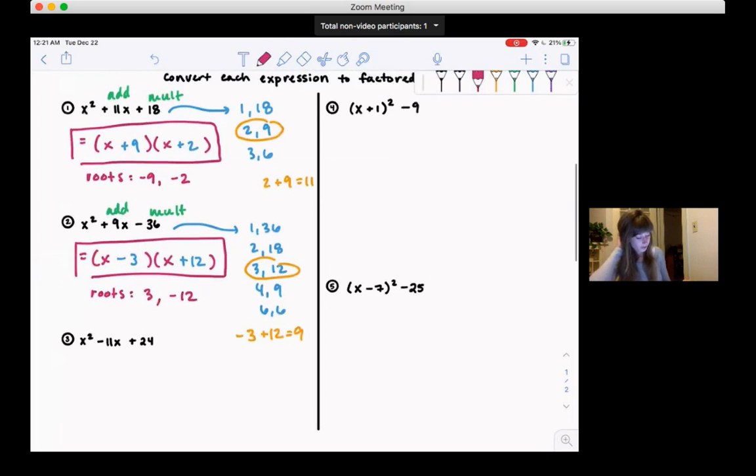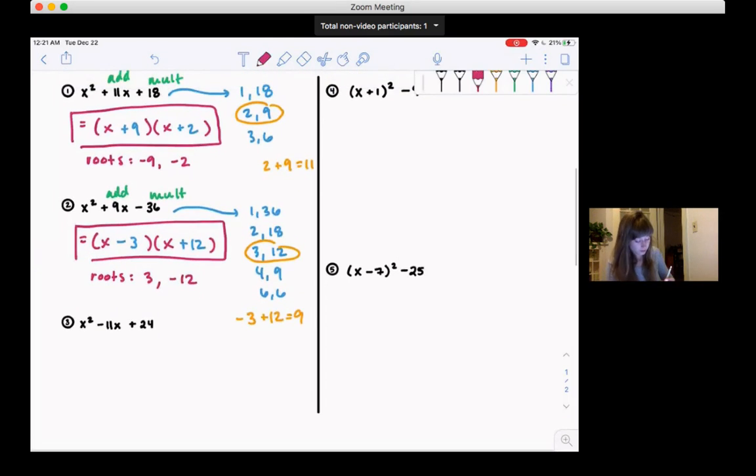Okay, one more example like this. So let's set up our factors, x and x. We need two numbers that add to -11, multiply to 24. So let's list the factor pairs of 24. 1 and 24, 2 and 12, 3 and 8, 4 and 6.